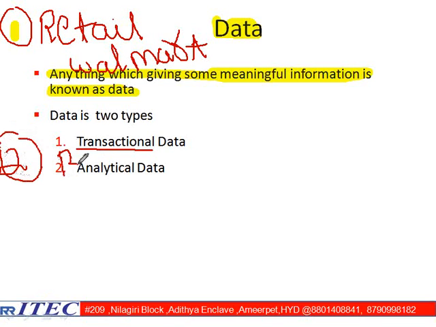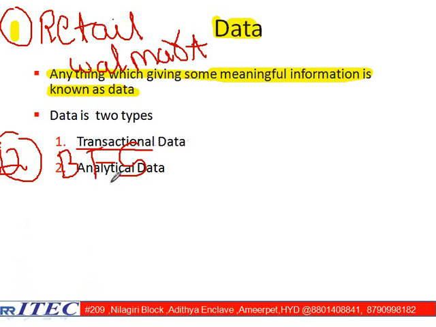Next, number two, if you go for next kind of business, I am taking banking and finance and service business. You are going to one bank and we are trying to deposit some amount. Can I call that a one transaction? Yes. So due to the transaction, we are getting some data. Whatever data we got, that data also called as what, sir? Transactional data.